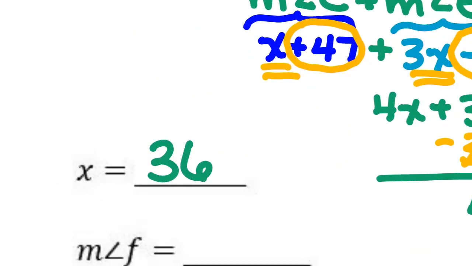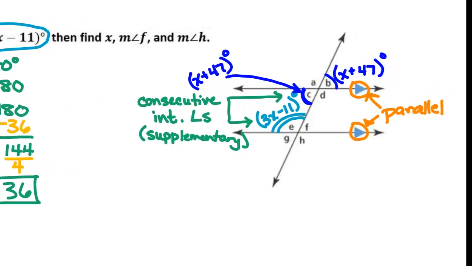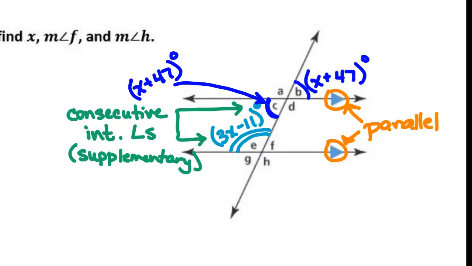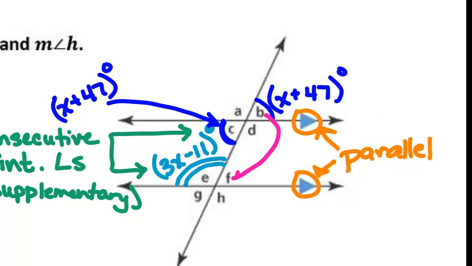X is 36. We also want the measures of angles F and H. What'd you say? Well, that's a good question. Are F or H, are either one of those the same size as angle B? F is, because B and F are what kind of angles? Corresponding, yes. B and F are corresponding angles.